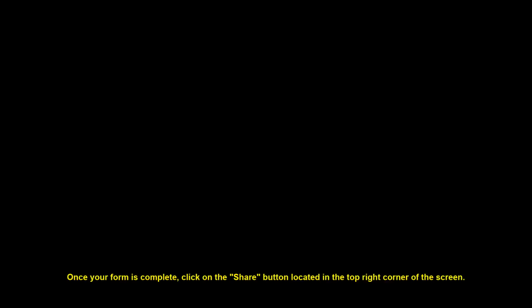Set required questions by toggling the option on for items that must be answered. Once your form is complete, click on the Share button located in the top right corner of the screen. Copy the link generated for your form, as you will need it for Power Apps. Next, open Power Apps in a new tab or window.